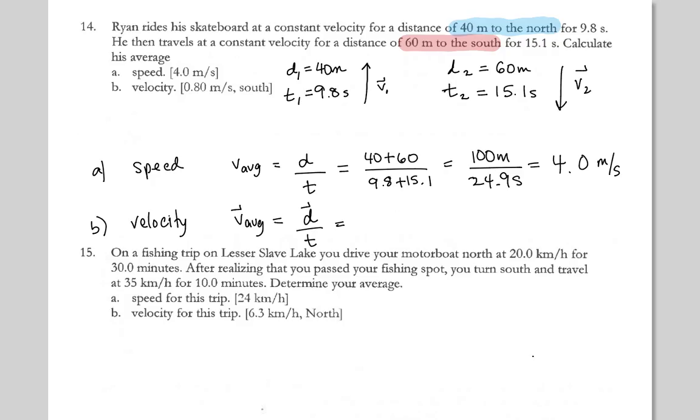Okay, so we have your 40 meters plus your negative 60 meters. And this is your displacement. This is your change in position. Now, time is not a vector quantity. You can just add these up. It's going to be the same as above. And I've included the units here, but you don't have to until the end. So 40 plus minus 60, you're going minus 20 meters in 24.9 seconds. Negative 20 divided by 24.9 seconds.